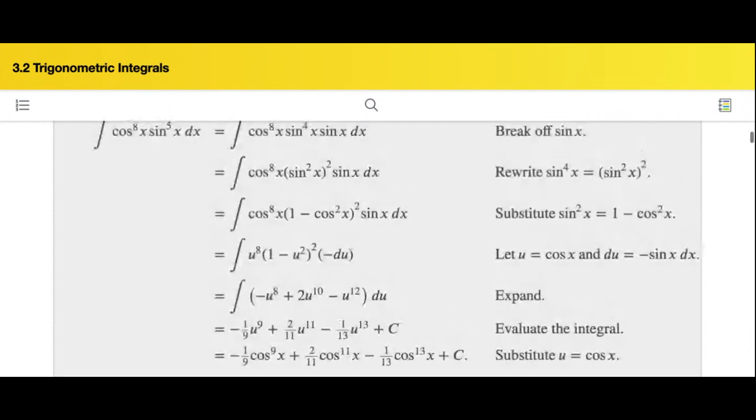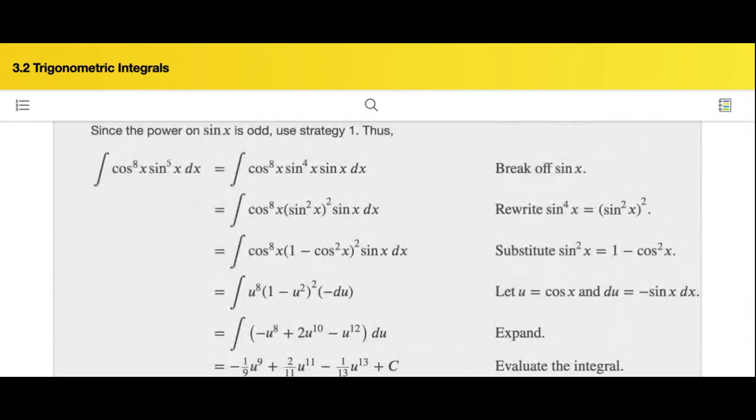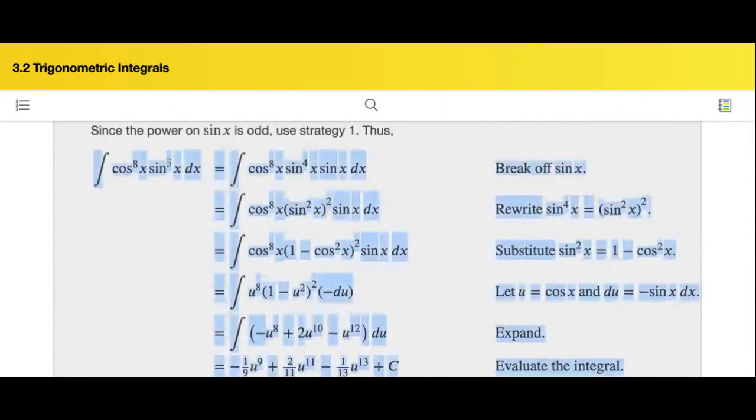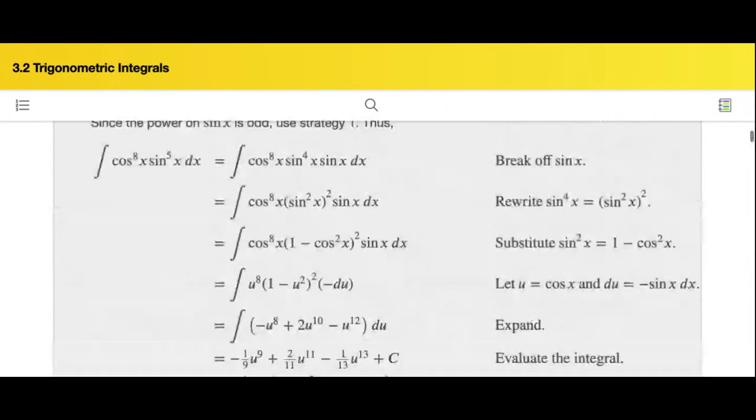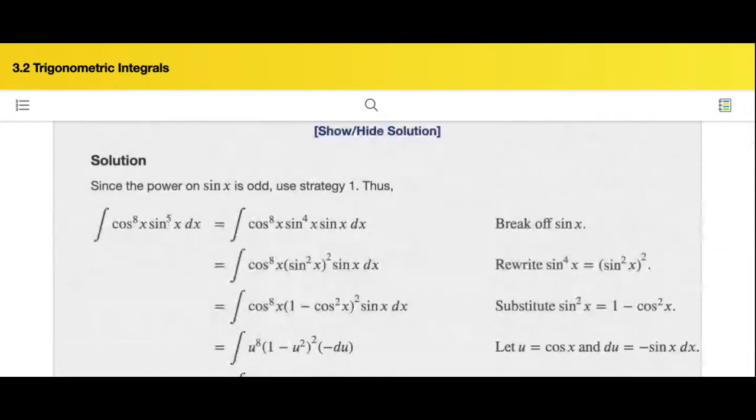All right. So the key is to remember to work with the odd exponent. To split 1 from the odd exponent. So this is sine raised to 5. So split it into sine raised to 4, which is even, then sine x.